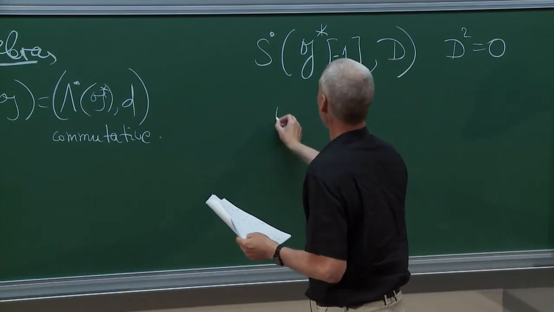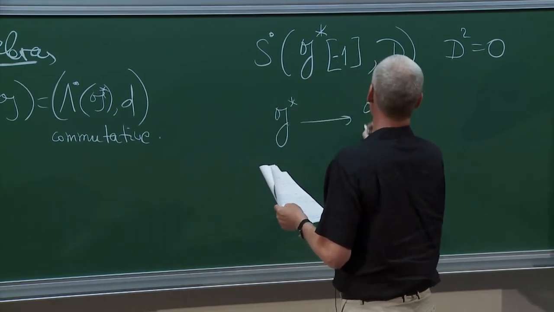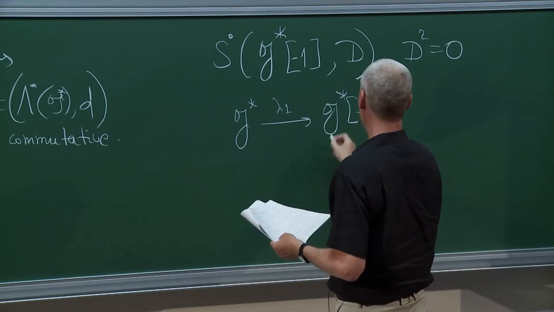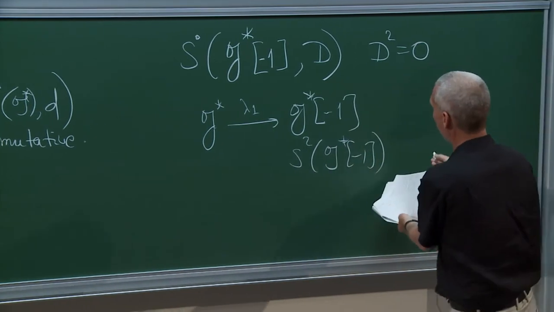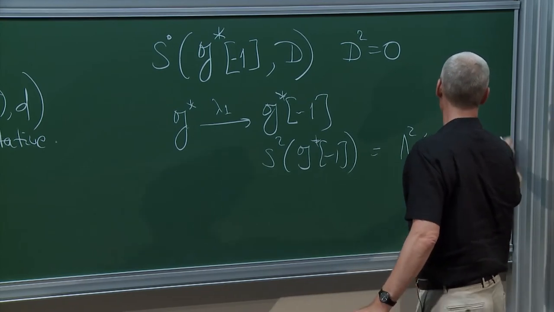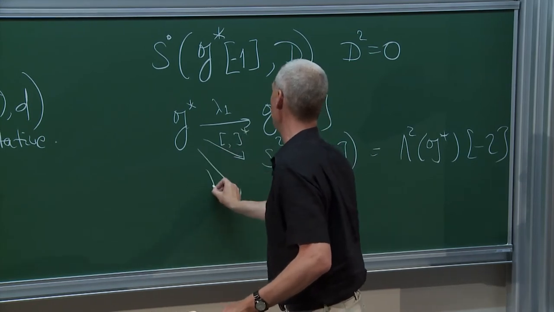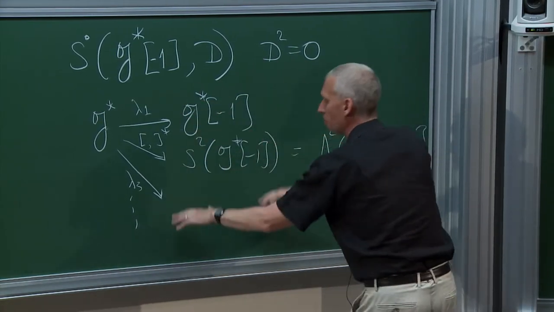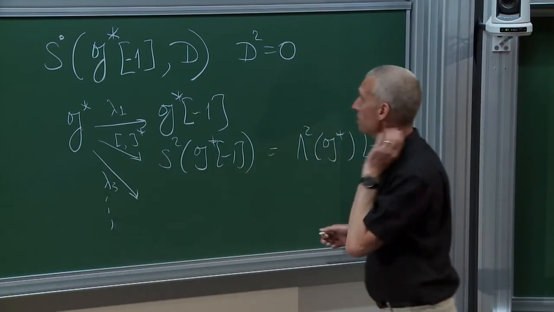So, for instance, if you look into this, g star shifted by minus 1, that's the differential, that is lambda 1. It goes to S2 of g star shifted by minus 1, which in the more familiar notation is sort of lambda 2 of g star shifted by minus 2. So that's the bracket, the dual to the bracket. Then the next would be lambda 3, and so on. So from this point of view, this one condition is a sequence of recursive conditions going on forever, and it contains the Jacobi identity.